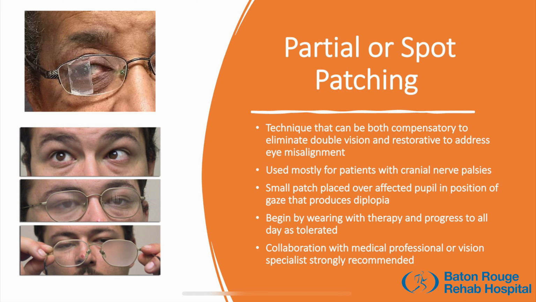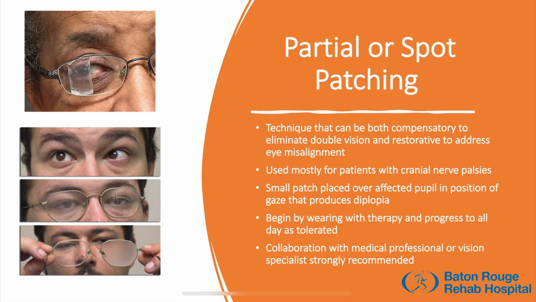Depending on the positioning of the spot patch, it can be used as either a compensatory technique to eliminate double vision or a retraining tool not only to eliminate double vision but also to restore alignment. In this module, we will only discuss the compensatory spot patch technique to eliminate double vision in our patient population, as placement to restore alignment is more complex and outside the scope of this education. The purpose of the spot patch is to prevent total occlusion of one eye by only blocking the position of gaze that produces diplopia, allowing for improved perception of light and increased peripheral vision for balance.